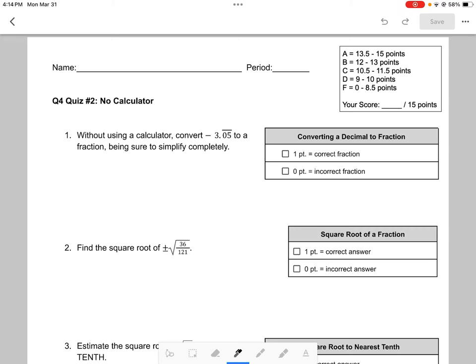It says, without using a calculator, convert negative 3.05 to a fraction, being sure to simplify completely. So because of this repeating sign here, I'm going to change this into a mixed number, negative 3 and 5 over 99. I have 2 digits that are repeating. That's why I have 2 9s in my denominator.